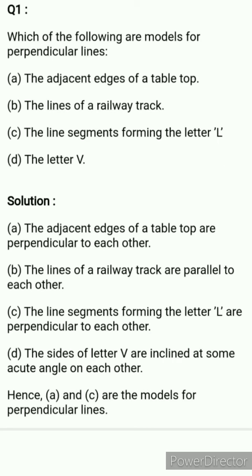Now come to the next and the last part, the letter V. So that is your V, and it is an acute angle. So we can say that the sides of the letter V are inclined at some acute angle to each other. They are inclined in such a way that they form an acute angle. So the conclusion is only statements A and C. Hence A and C are the models for perpendicular lines. Only A and C are telling about perpendicular lines.